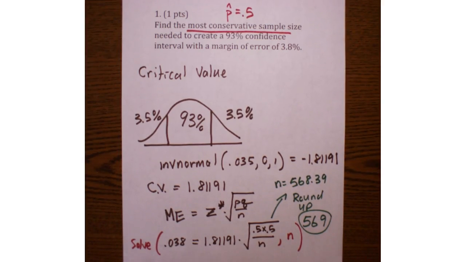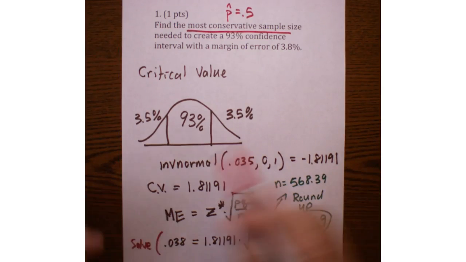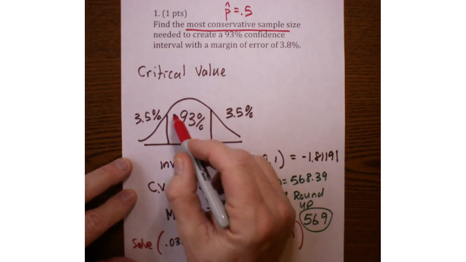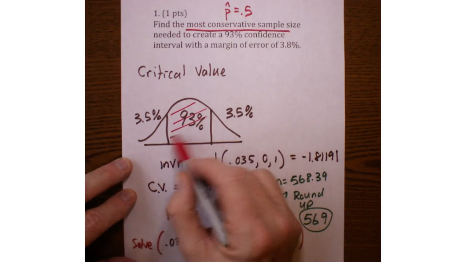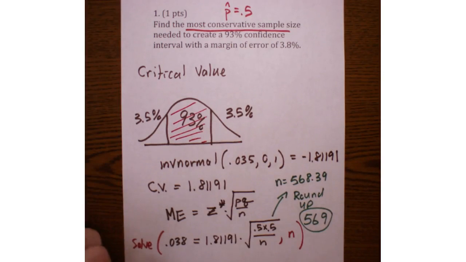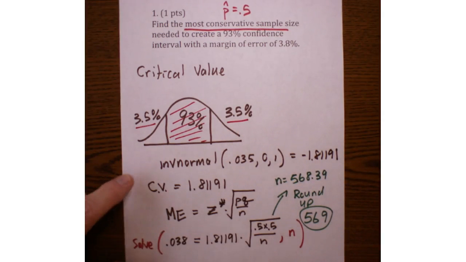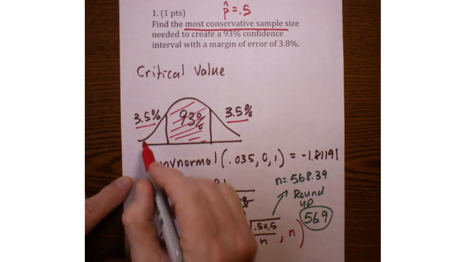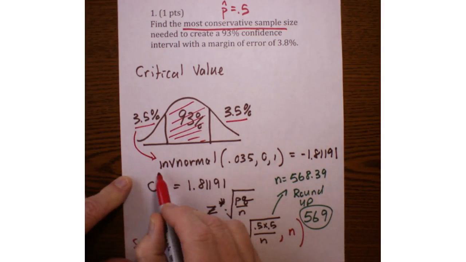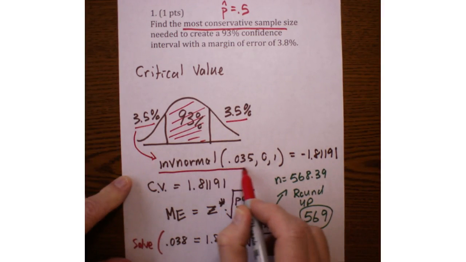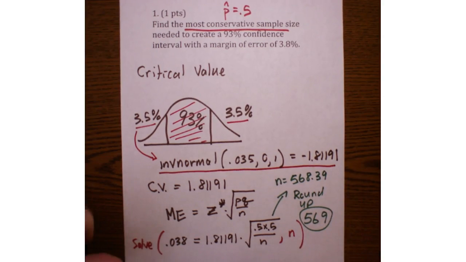So first things first, we need to figure out a critical value for a 93% confidence interval. Remember that we draw our normal curve, and the 93% confidence interval just captures the middle 93% of this normal model. And so that's 7% on each side, so there's 3.5% on the right and 3.5% on the left. I take this 3.5% and I use the inverse normal command to find the z-score.